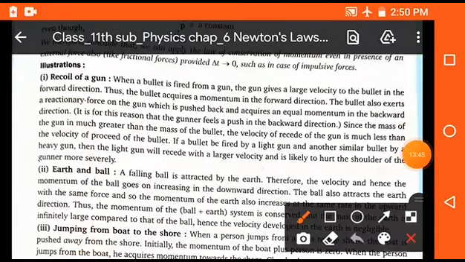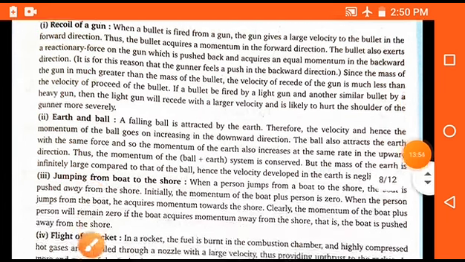Examples of the law of conservation of momentum are the recoil of a gun, and the earth and a ball, and jumping from a boat to the shore. Clear?